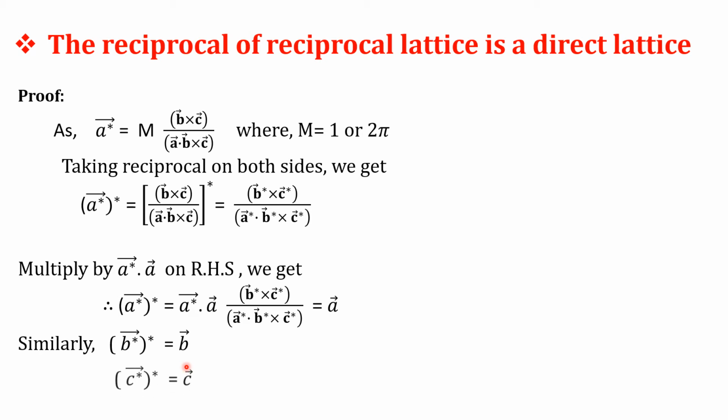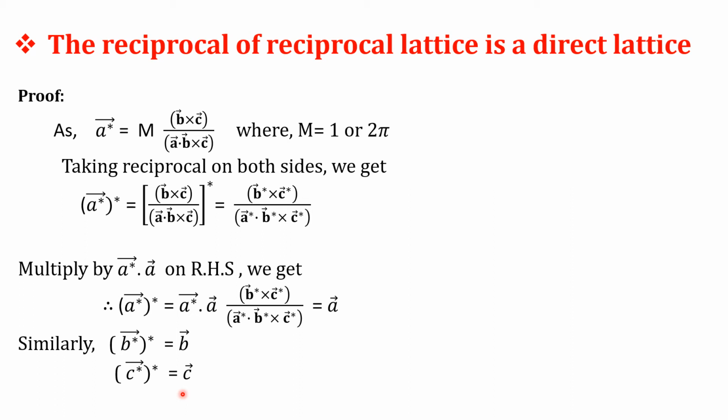Similarly, we write directly vector C star bracket star equal to vector C. This proves the reciprocal of reciprocal lattice is a direct lattice. In that property, we also find the relation between direct lattice and reciprocal lattice.